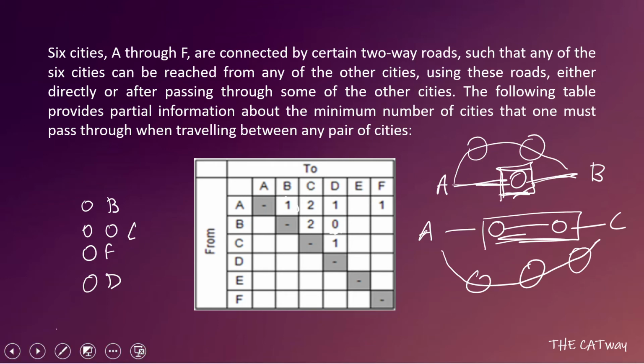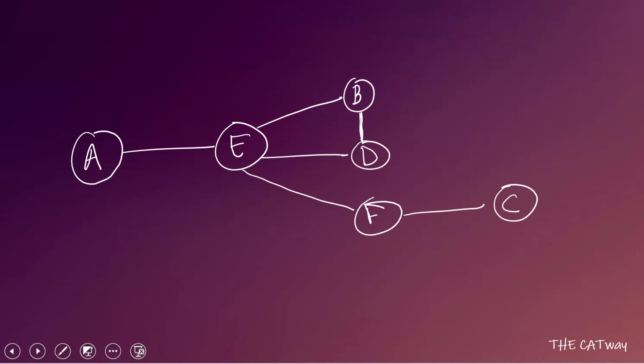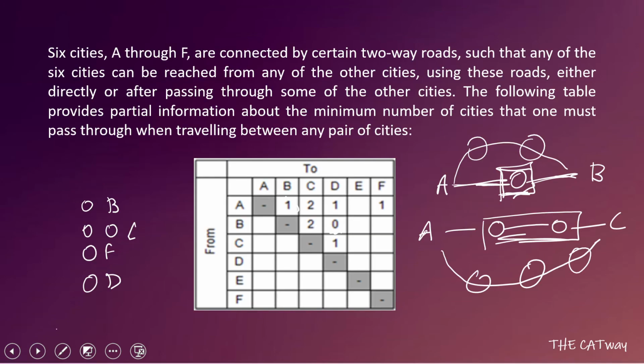B and C, there are two cities. So if there are two cities between B and C, then from C a person can go to F, and from F that person can go to E, which is one case in which there are two cities. Okay, so this is clear. Now let us check if there is any other case in which any city is connected to anyone.